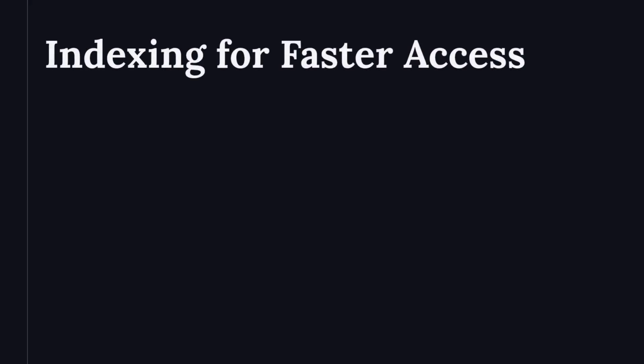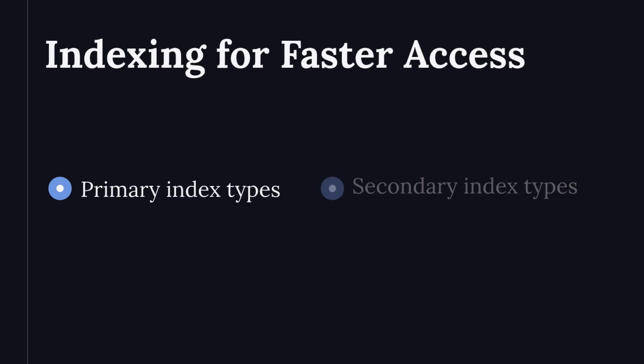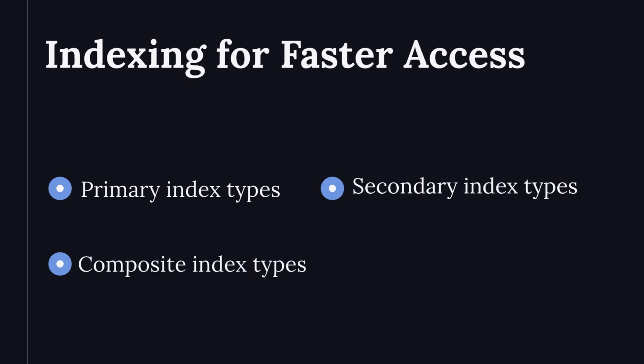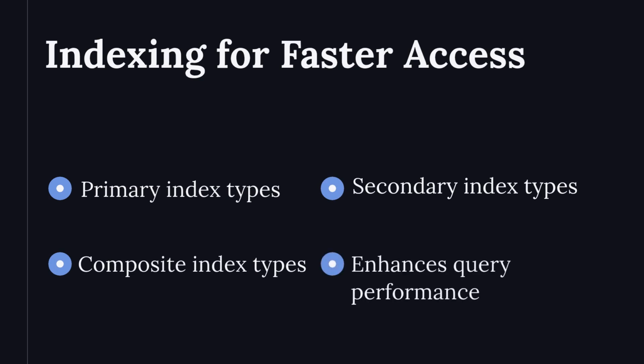Indexing speeds up data retrieval operations. Types include primary, secondary, and composite indexes. Proper indexing enhances query performance. It allows faster data access, crucial for large databases. Indexing is a key aspect of physical database design.